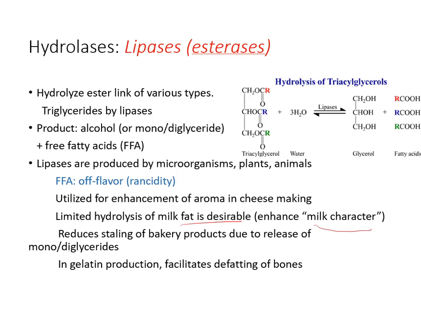Staling of bakery products is retarded by lipase. It's due to the release of mono and diglycerides. And in gelatin production, it facilitates the defatting of bones. So there are various applications of lipases in food industry.